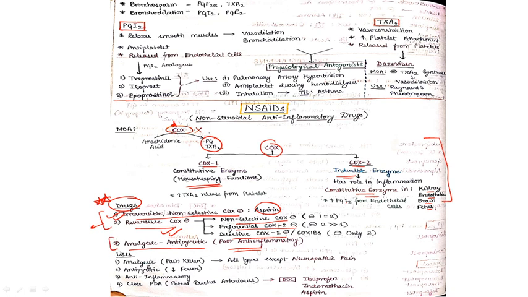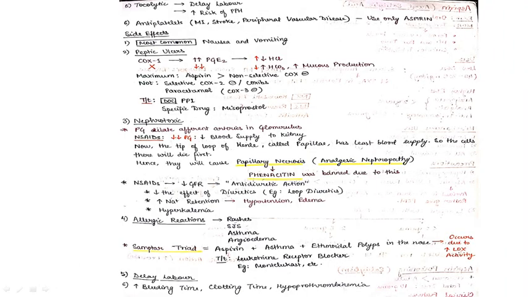Now, what are the uses of NSAIDs? First, it is used as an analgesic. Then second as an antipyretic and anti-inflammatory. It also helps in closure of patent ductus arteriosus, which is a congenital heart disease. Clear? And the drugs of choice for this are ibuprofen, indomethacin or aspirin. Now moving to the next part. Fifth use is as a tocolytic, for delaying labor.